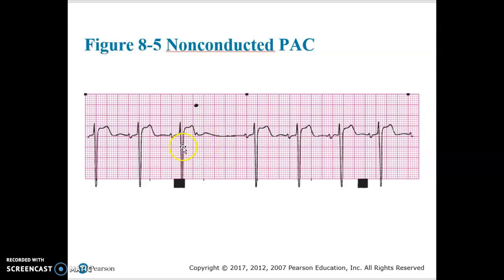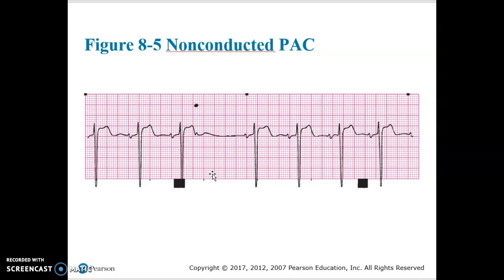The reason we know this is non-conducted, we see our T, P, QRS, T, P, QRS, T. This T looks slightly different. We have our P that comes in right here, but then we do not have a QRS that follows. So the rules are the same, but you see the P wave rolling in here at the end of this T wave, and then it does not have a QRS to follow, and then we pick back up and have another P. So this is a non-conducted premature atrial contraction.